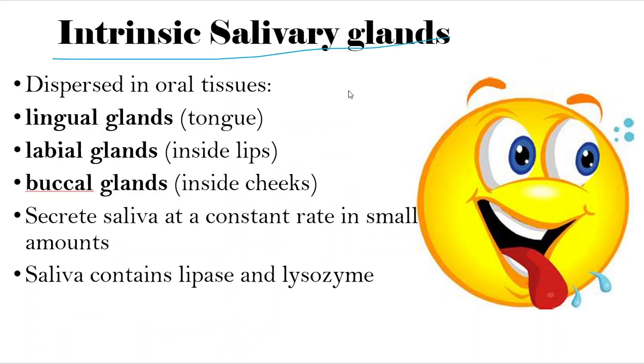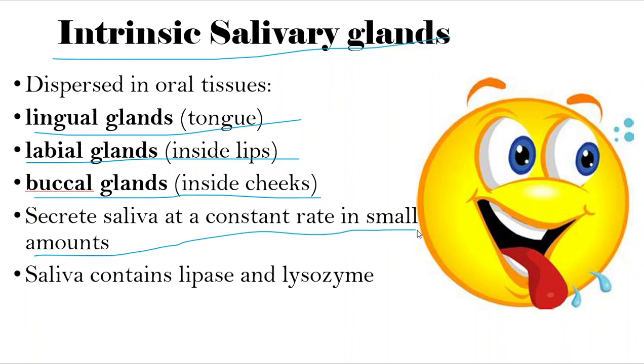The intrinsic salivary glands, these are the glands that are not part of those 3 that I talked about. These guys are actually in the tissue, so they're not a separate gland. Well, they are, but they're kind of not. The lingual glands are in the tongue. The labial glands are inside the lips, and the buccal glands are inside the cheeks. These guys are going to have a small amount of saliva that they're always going to produce.